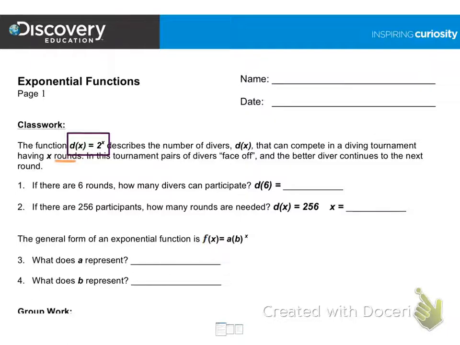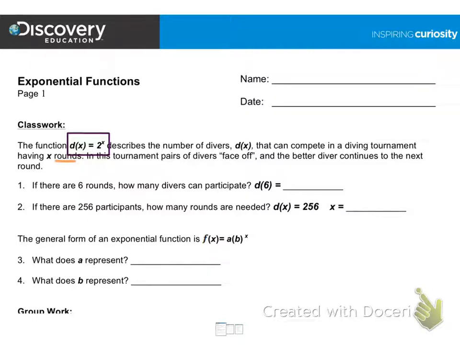So we've got divers competing in a diving tournament, which if you've ever been to a diving meet, they are very boring. So I'm very confused about how they have so many participants, because usually diving meets are pretty low attendance. I used to be a diver.